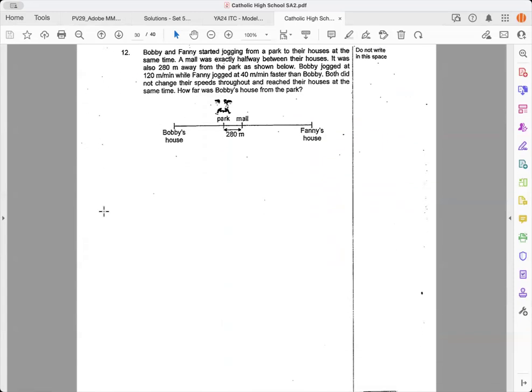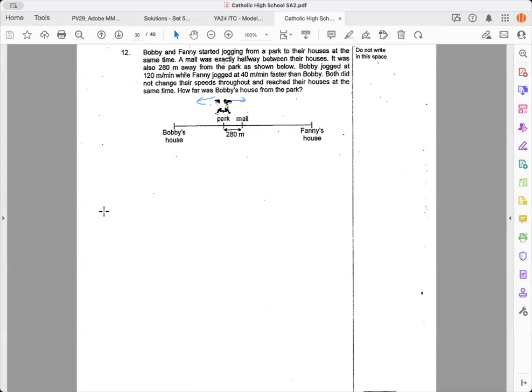Speed question. Bobby and Fanny started jogging from a park to their houses at the same time. So you notice the park is somewhere in the middle of Bobby's and Fanny's houses. So they must be running in opposite directions, away from each other. There was also a mall exactly halfway between their houses.